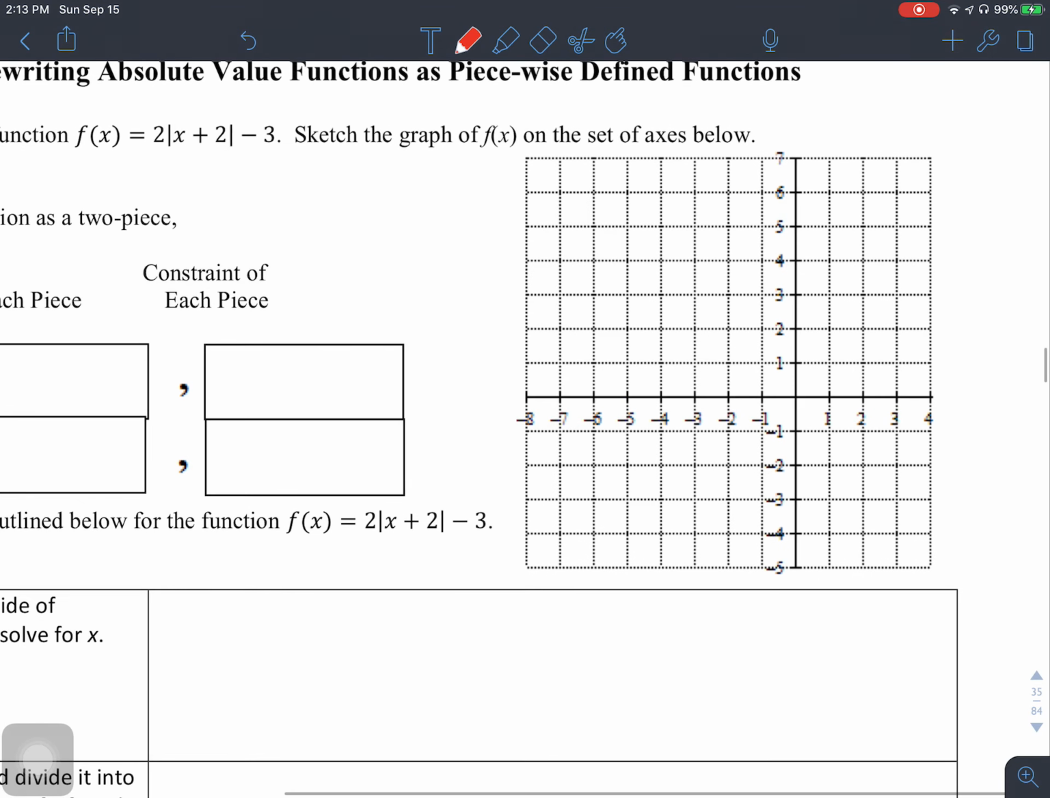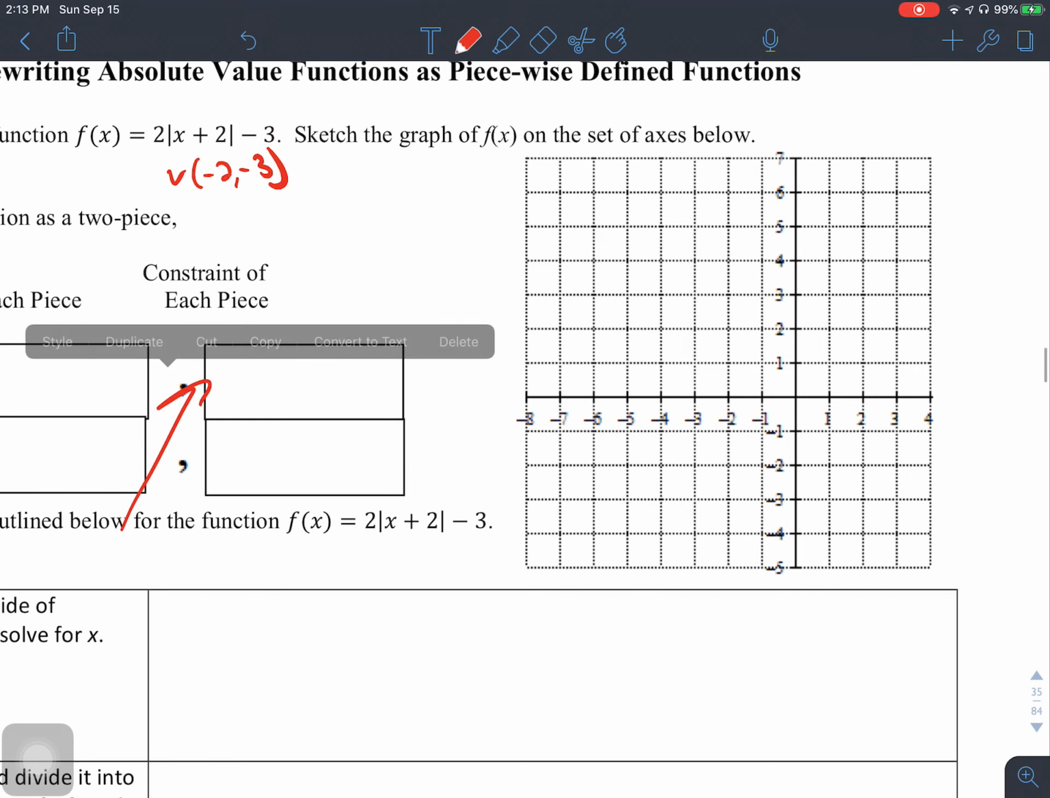Well, hopefully you recognize that the vertex for this little fella is the ordered pair -2, -3. And that is because adding 2 on the inside affects the graph horizontally. This is x minus a -2 technically. So we're going to go left 2. And then subtracting the 3 on the outside affects it vertically. We're going to go down 3. That's going to put our vertex right here.